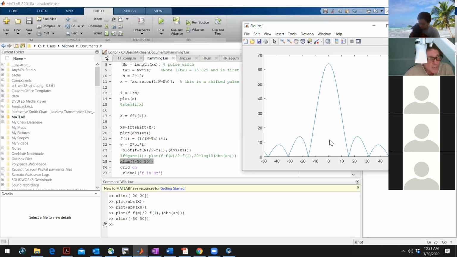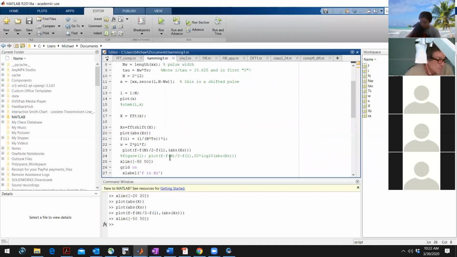Normally, we don't look at things on a linear scale. We look in terms of dB. So the next thing I'm going to do is plot this in a dB scale, and that's right below there. So I'm going to comment that out, and then I'm going to go ahead and plot this. It's the same exact thing as above, only it's in dB. It's 20 times the log 10 of the absolute value of X of S.